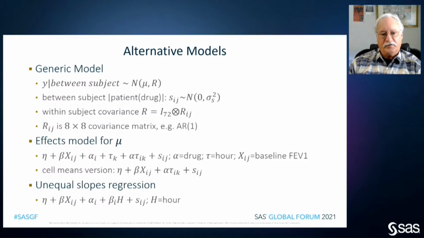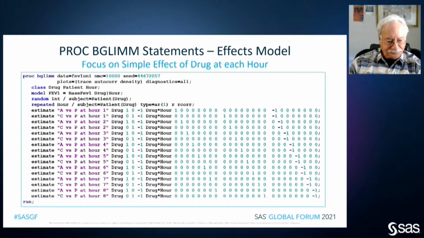The other way you could do this is with an unequal slopes regression. Since most of the variability over time is a linear regression, instead of having alpha tau in the model, you could have alpha sub i and beta sub i times h. So h would be the hour, and so basically what you've got is a separate linear regression for each of the 3 drug treatments, and then you can compare the intercepts and the slopes.